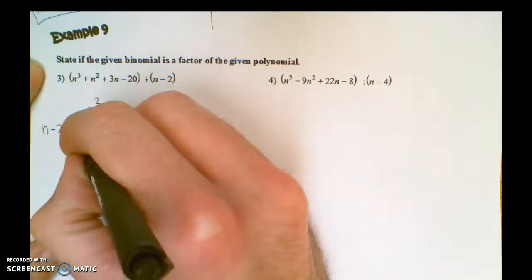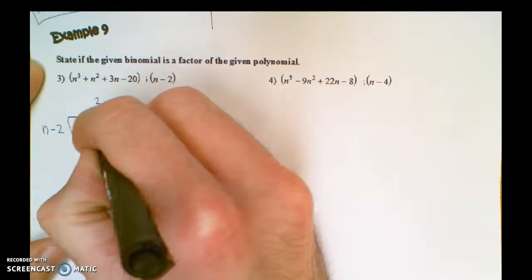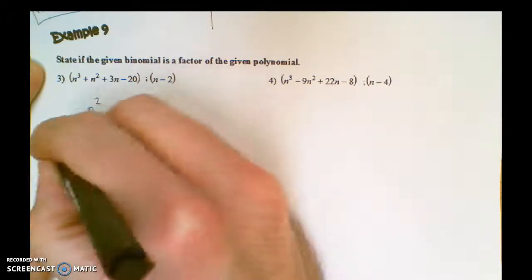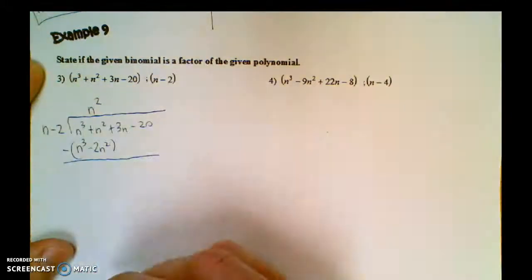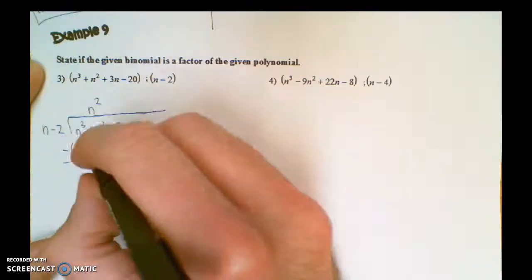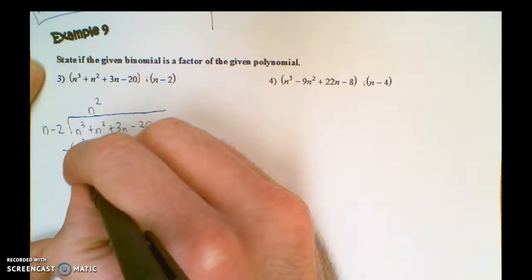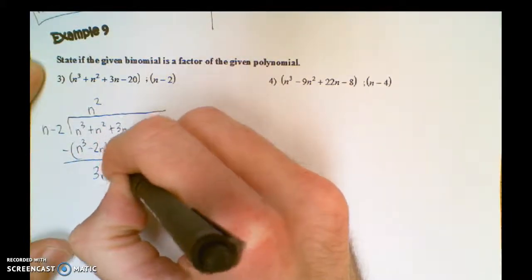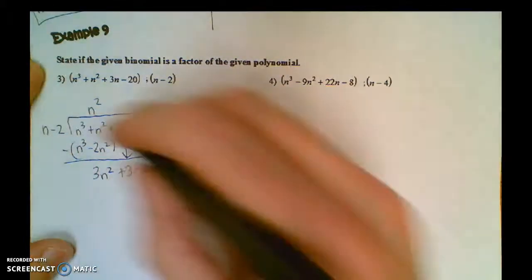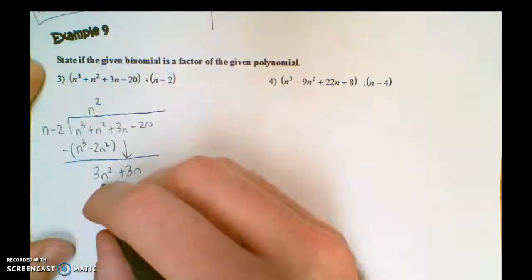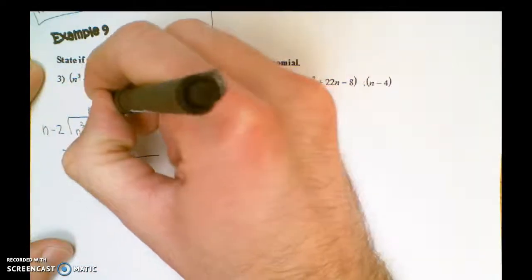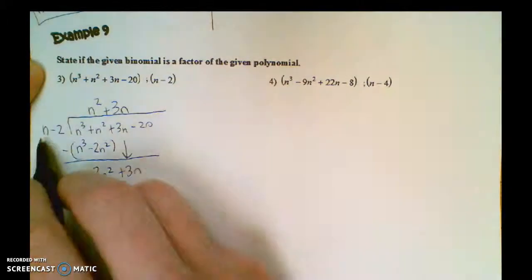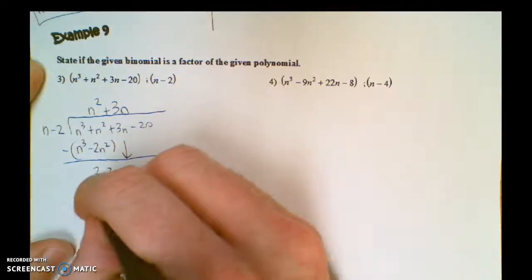Negative 2 times n squared is negative 2n squared. Remember, you're subtracting, so the n to the thirds go away. N squared minus negative 2n squared is positive 3n squared. Bring down the 3n. What do you multiply by n to get 3n squared? It's plus 3n. So n times 3n is 3n squared.